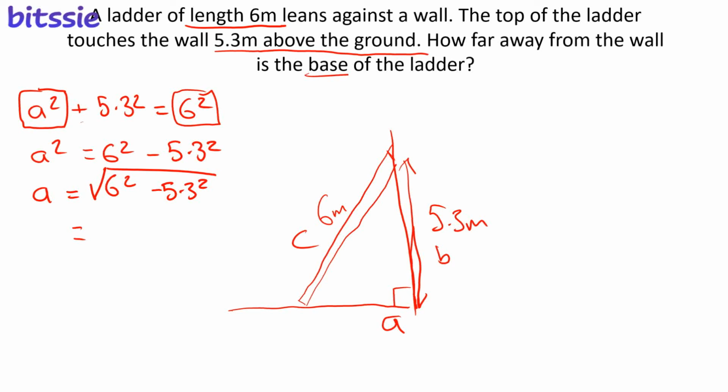And then, if you put that into your calculator, you'd get 2.81 meters. So that's your value for A, the length of the distance between the wall and the base of the ladder.